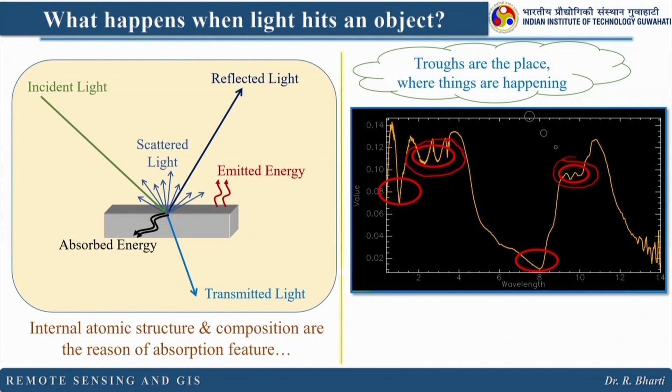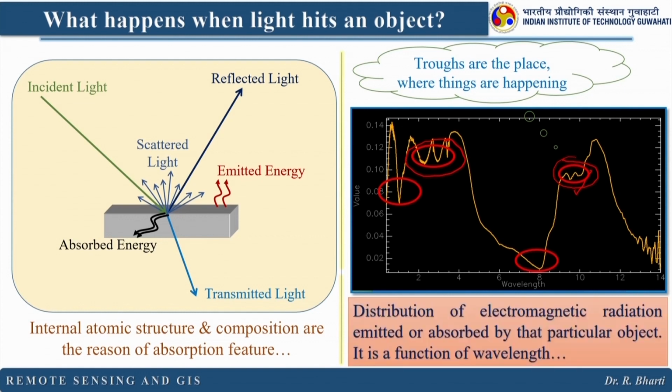troughs. So, it is important that these troughs be studied thoroughly, because if you do not study them you will lose the information, and that is why I have mentioned troughs are the places where things are happening. The distribution of electromagnetic radiation emitted or absorbed by a particular object is a function of wavelength. So, always remember, a material can be characterized using this information, provided its absorption feature is identified at a particular wavelength region, right.